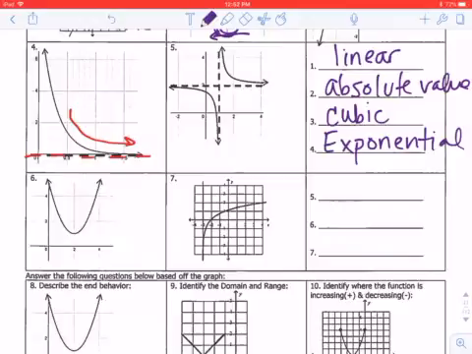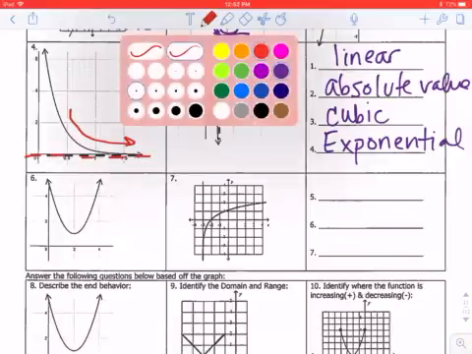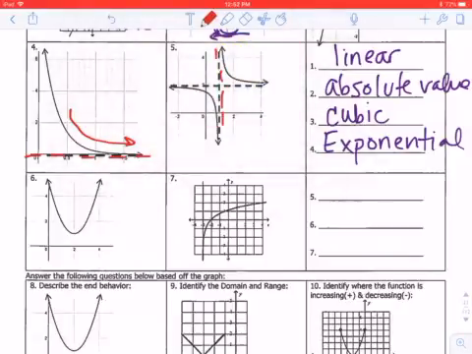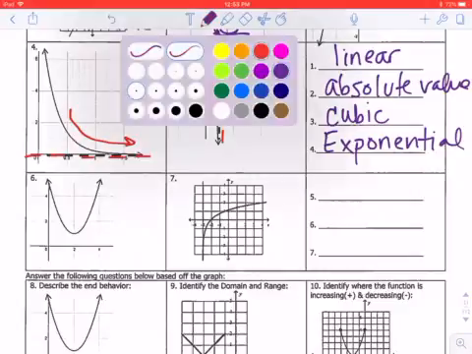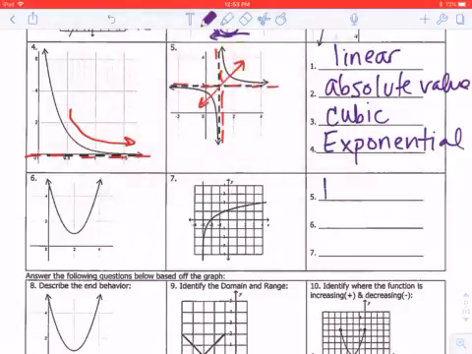Now, number 5, you can see we do have a horizontal asymptote and we have a vertical asymptote. And we're going to be in opposite quadrants. When we see a problem like that, we're talking about a rational function. So something like y equals 1 over x.